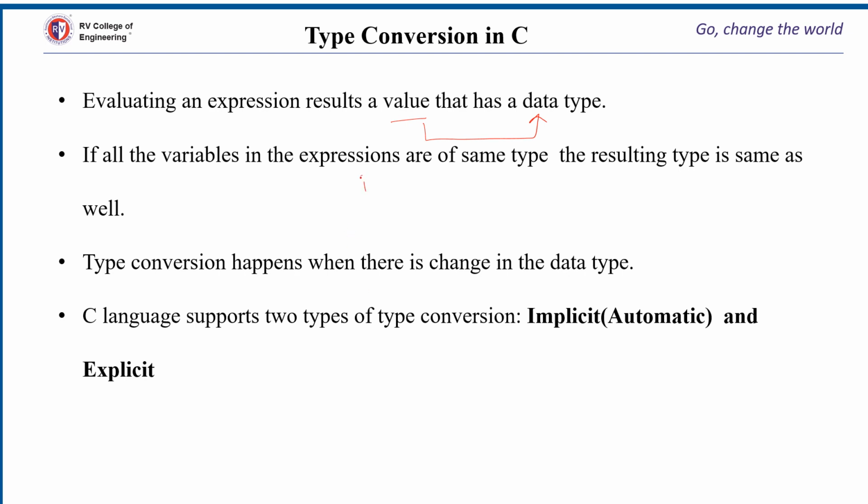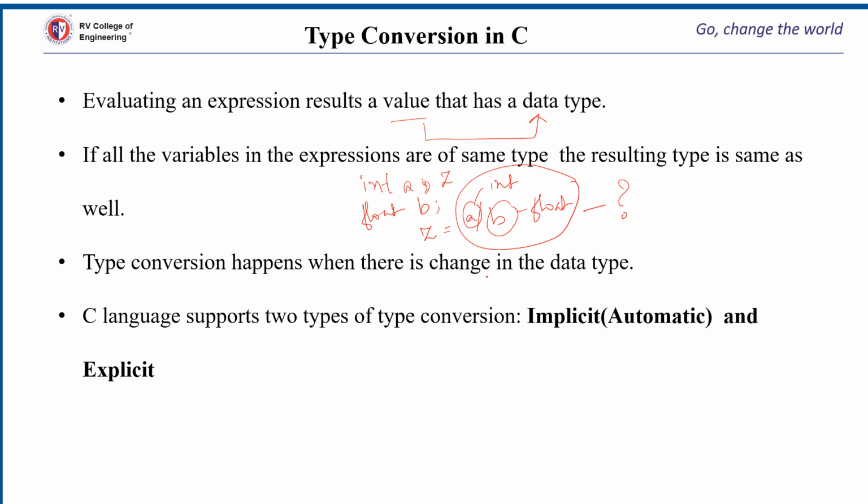For example, I have int a, right, float b, right? I'll have one more variable here, z. Now I will have z is equal to a divided by b. The data type of a is int, data type of b is float. Now the question comes into picture, when I evaluate this expression, what should be the data type? Okay, how the type conversion happens?